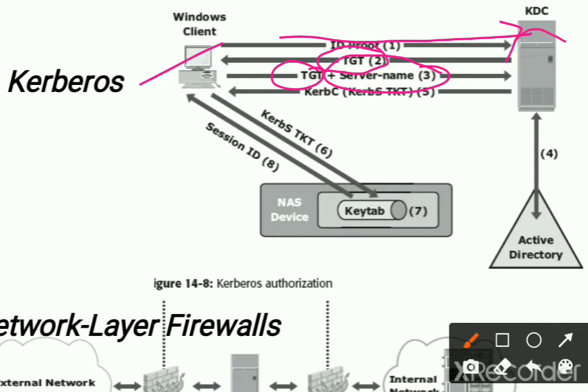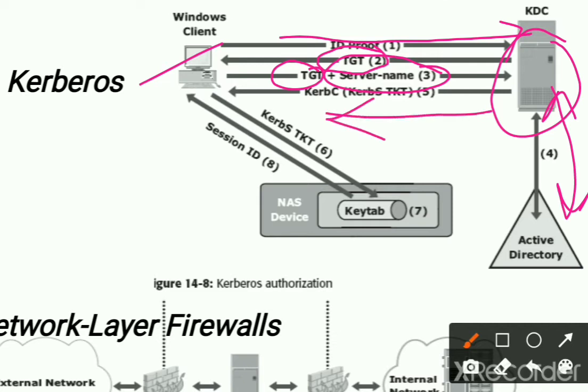Now the KDC checks, along with the active directory, whether the client has been given permission for the server name he is requesting. If the permission is not given, the key distribution center straight away denies his request. If it is there, then it replies with the ticket for that server, and the connection is established between the client and the device.